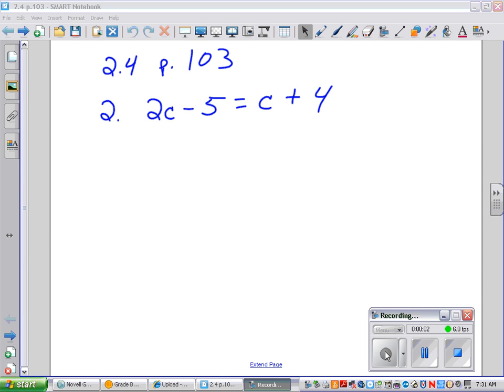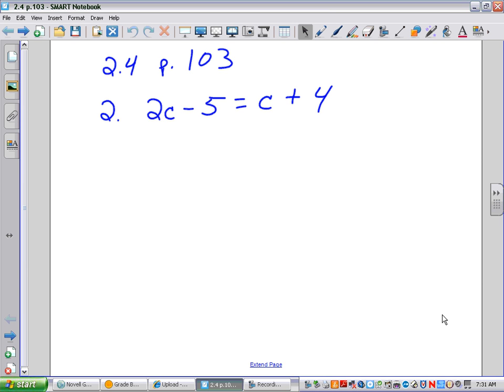Okay, hello, welcome again. These would be 2.4, so chapter 2, section 4. The homework here is going to be on page 103, and this is titled Solving Equations with Variables on Each Side, meaning each side of the equal sign.